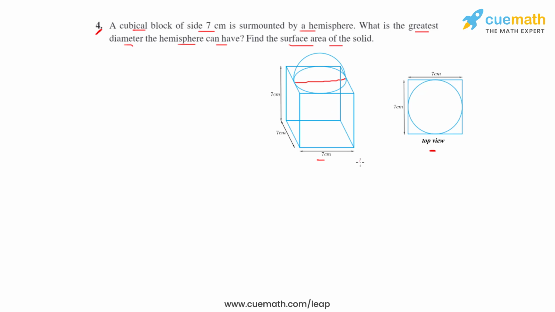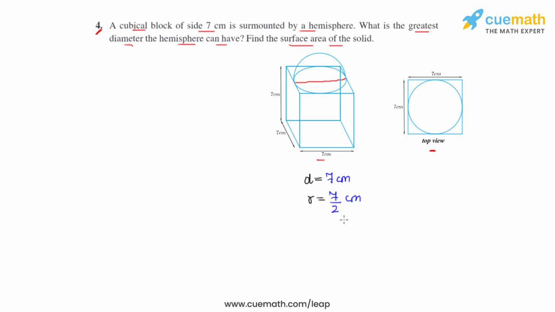Otherwise, a part of the hemisphere's rim, which is the circumference of its circular base, will lie outside the top part of the cube. So the greatest or the maximum diameter that it can have is the cube's edge. So what we can write from this information is that the diameter of the hemisphere equals 7 centimeters. From this we can calculate the radius of the hemisphere, which will be half the diameter. So we get the radius of the hemisphere as 7 by 2 centimeters.